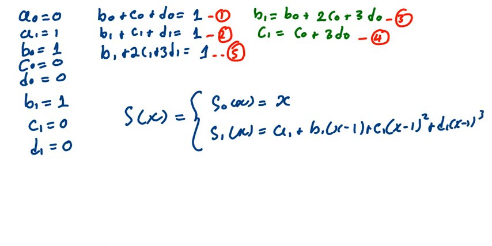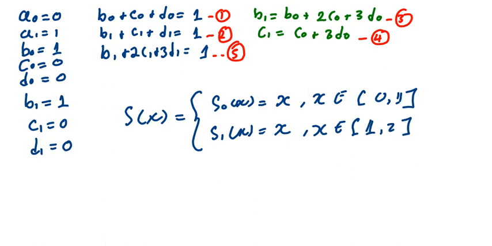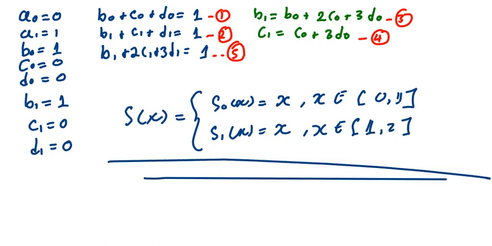If you observe, this a sub 1 is 1, plus your b sub 1 is 1, so that would be x minus 1. Your c sub 1 is 0, d sub 1 is 0, so you just end up with x. So it's similar to what we got in the previous video for the natural cubic spline. So this will be x, and this is for x in the interval 0 to 1, and this is for x from 1 to 2, and this is basically what we were looking for.